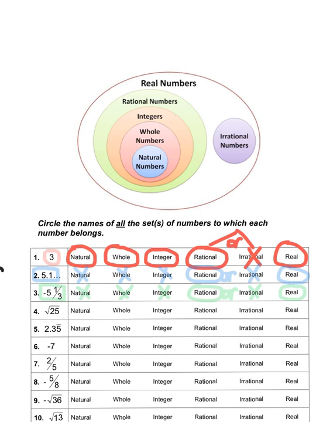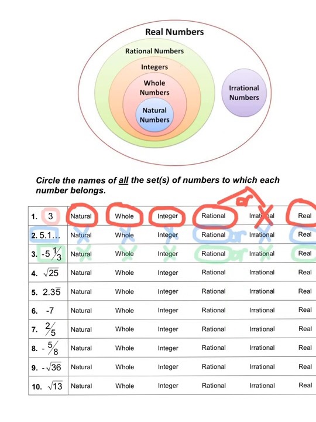Before looking at number 4, please put it into your calculator and see if it can be simplified. The square root of 25 is equal to 5. So I want you to ignore the square root, and I want you to make it as simple as you can. Naturally, 1, 2, 3, yes, you counted up to 5 Cheerios. So the square root of 25 is a natural number because it simplifies to 5. It is also included in the set of whole numbers and integers.